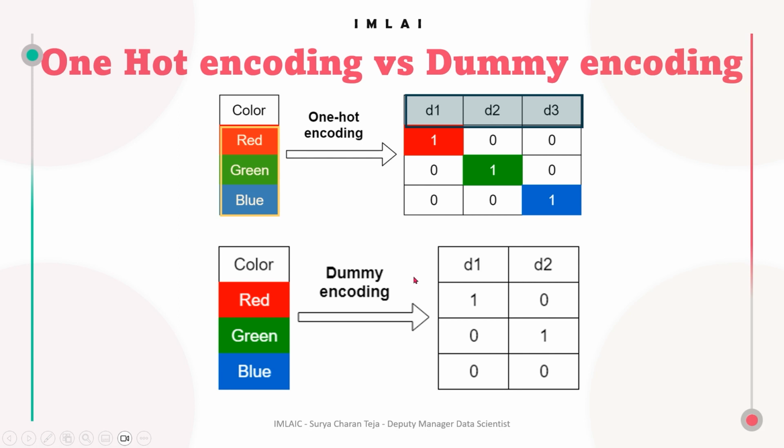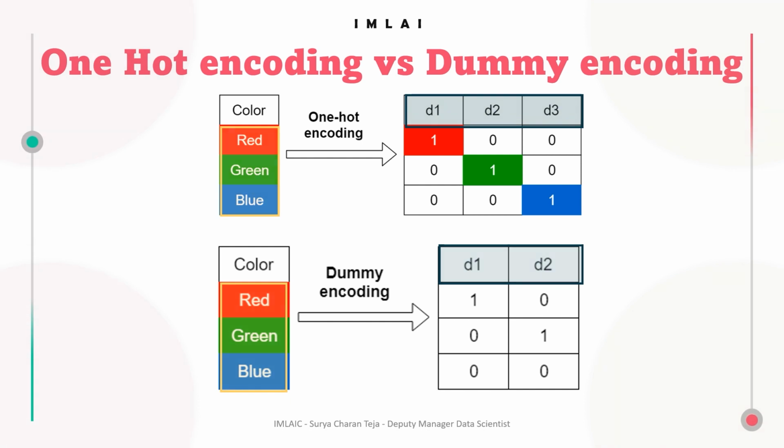But when it comes to dummy encoding, the same applies here also. You have three categories, that's n equal to 3, but the number of dummy features is equal to n minus 1. So you will have only two dummy features, d1 and d2. If the value is red, then d1 will take 1 and d2 will be 0. If the value is green, then d1 would be 0 and d2 would be 1. If the value is blue, neither dummy feature is 1, so you will have 0 0.